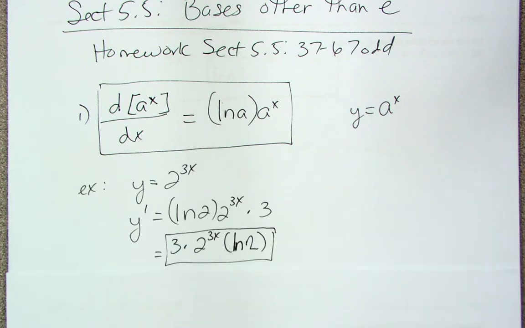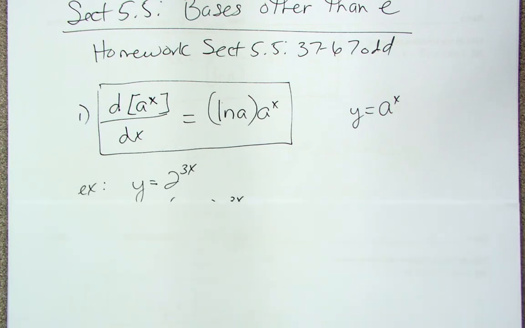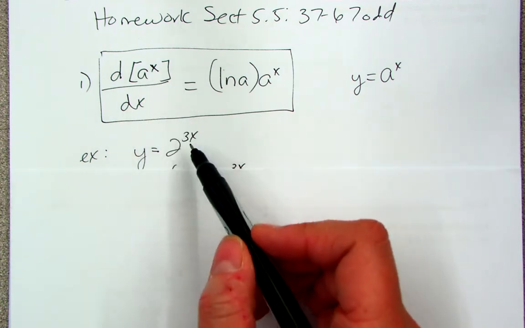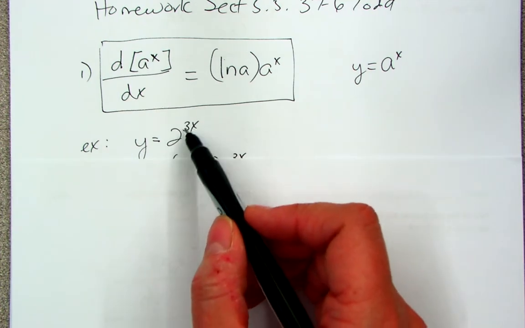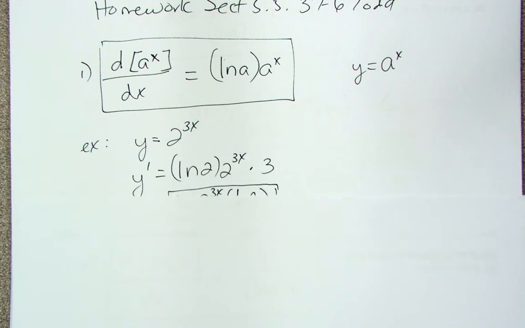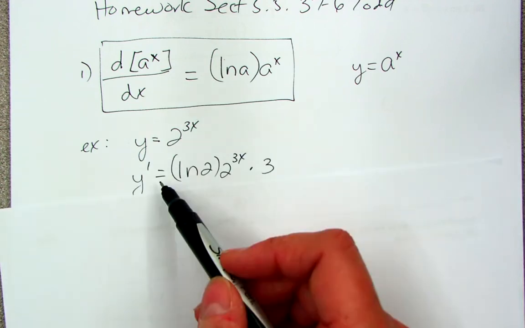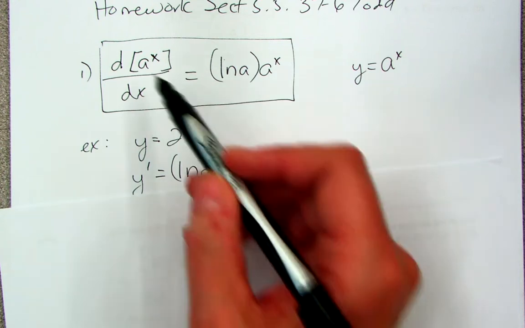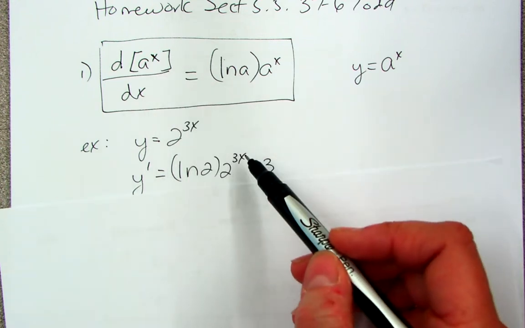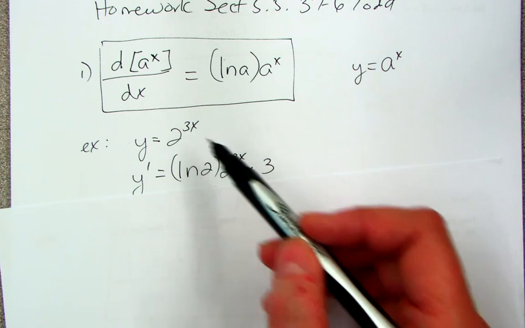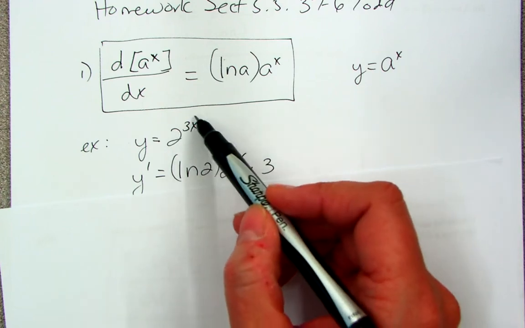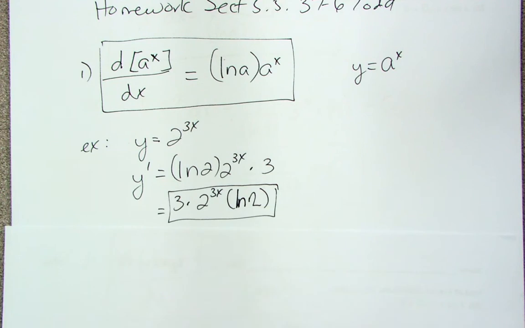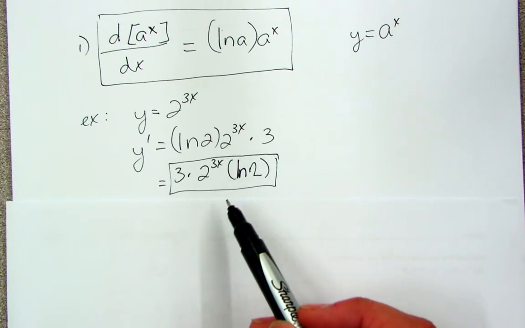So let's do an example. Let's say y equals 2 to the 3x power, so your a is your constant, and your variable is up in the exponent position. Let's go ahead and take the first derivative. It tells us to take the natural log of the base times what this is, and of course we're still not done. This is not just x, we have to do chain rule. So we take the derivative of 3x, which is just 3. 3 times 2 to the 3x times natural log of 2.